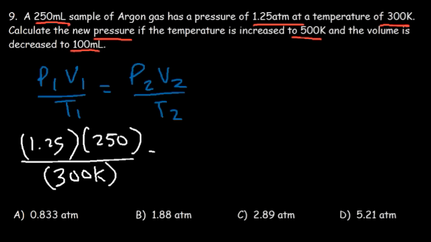In this equation, volume could be milliliters or liters, but the units have to match. If V1 is in milliliters, V2 has to be in milliliters. Pressure could be in atm, it could be in torr, it could be in millimeters of mercury, but it has to match as well. So if P1 is in torr, P2 has to be in torr as well. However, the temperature has to be in Kelvin. It cannot be in Celsius. If you put it in Celsius, you will get it wrong.